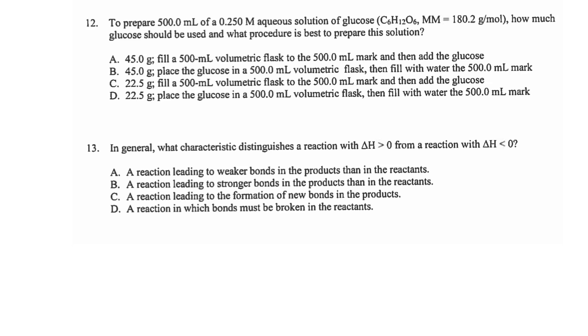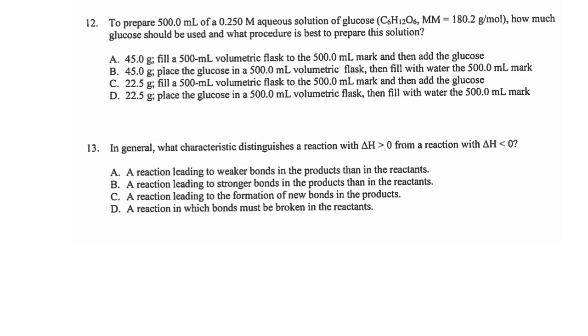So to prepare 500.0 milliliters of 0.250 molar aqueous solution of glucose with a given molar mass, how much glucose should be used and what procedure is best to prepare this solution? Okay, so it says take 45 grams, fill to 500 milliliters, 45 grams into a volumetric flask, and then fill it to the 500 milliliter mark, and then add glucose.